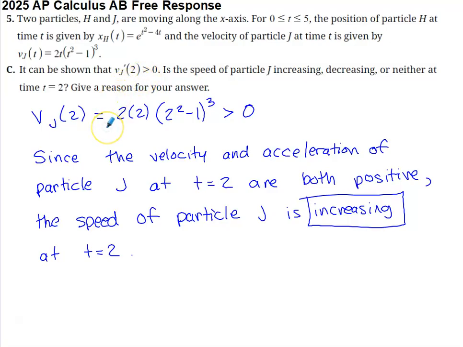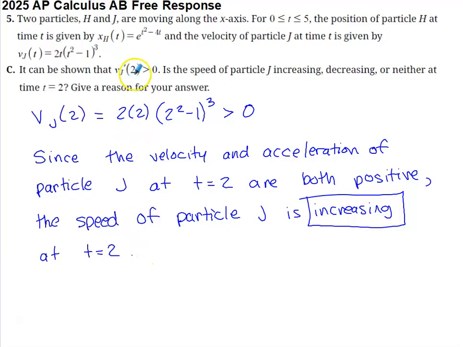Now what about particle j's velocity at time 2? Well, if I put 2 in place of these t's, for my calculation of the velocity of particle j at this time, I end up with a positive value. Because velocity and acceleration are both positive, because they're working with one another, they have the same sign, I know the speed of particle j is increasing at time 2.